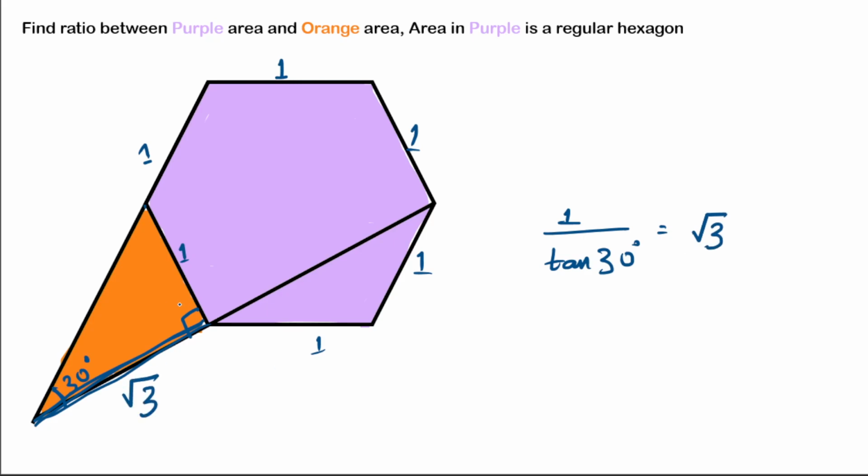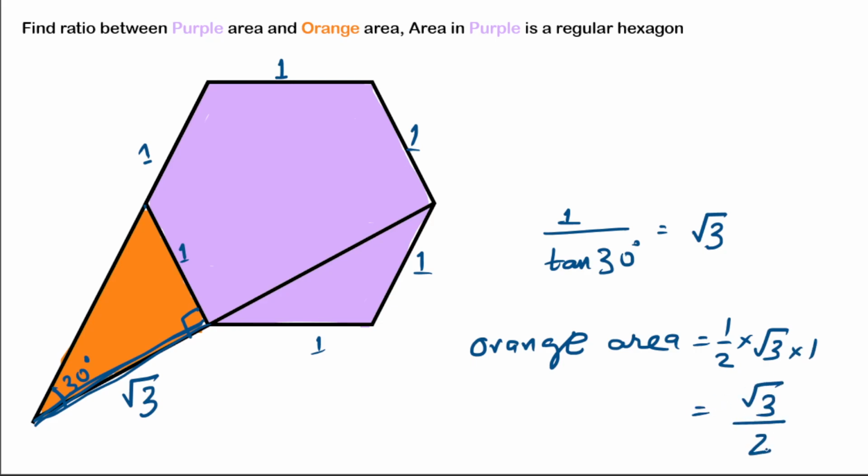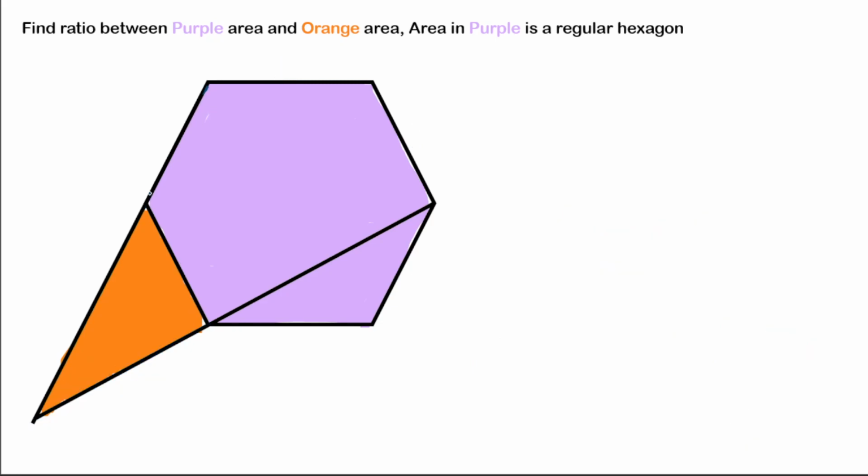Now the orange area, what is the orange area? The orange area must be half into base. This is a triangle, right? So base is root 3 and height is 1, so the area is root 3 by 2. Any confusion? No. All right, now what is the area of this whole hexagon?